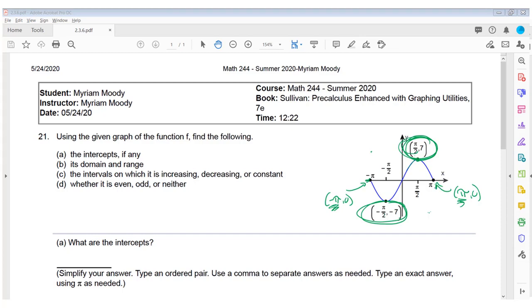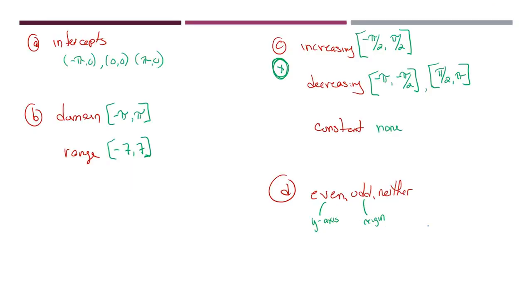So there goes even. How about origin? Yep, I see origin because there's pi/2, 7 and -pi/2, -7. I definitely see origin symmetry. So since I see origin symmetry, I'm going to say that this is an odd function. What do you think? Are you okay with that? Cool.